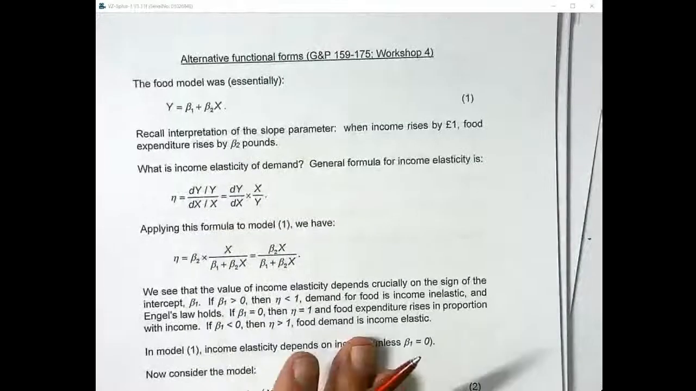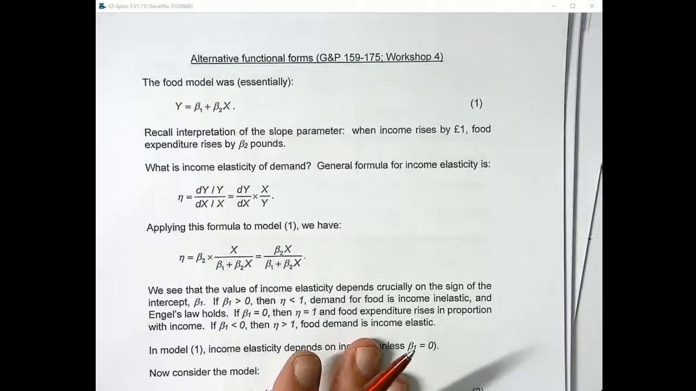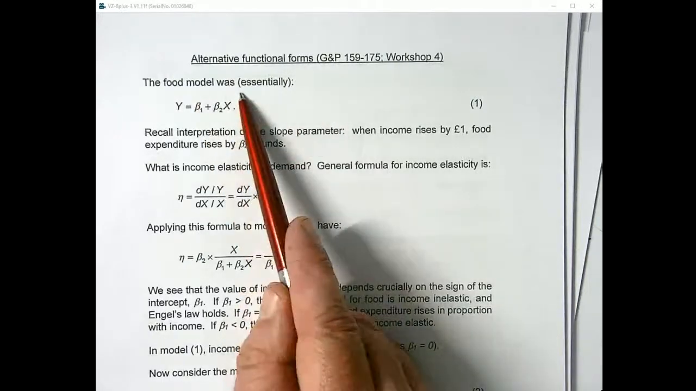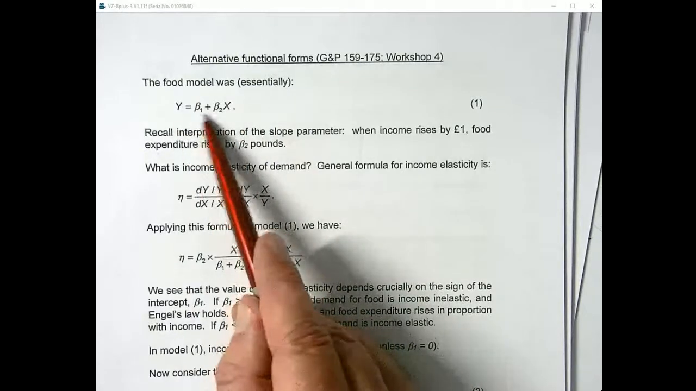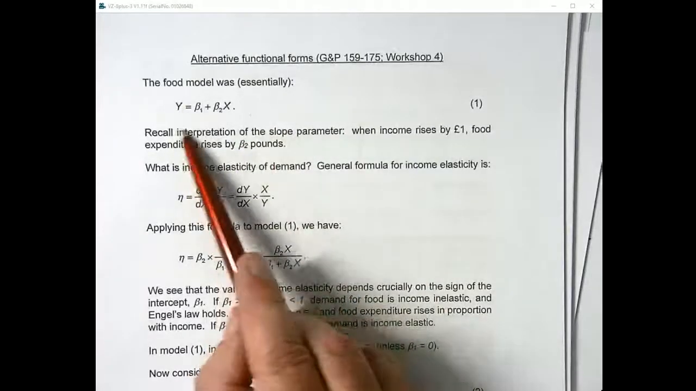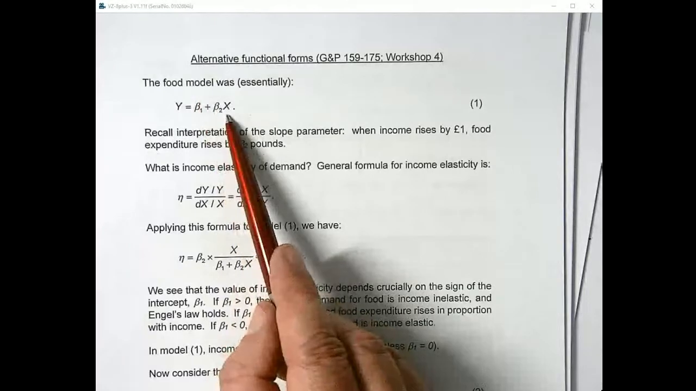Page 20. I'll just carry on for a minute or two. The alternative functional forms. The food model was essentially this model here, y equals beta 1 plus beta 2x. There was an error term as well, but let's just consider the deterministic part, the theoretical component of this model.